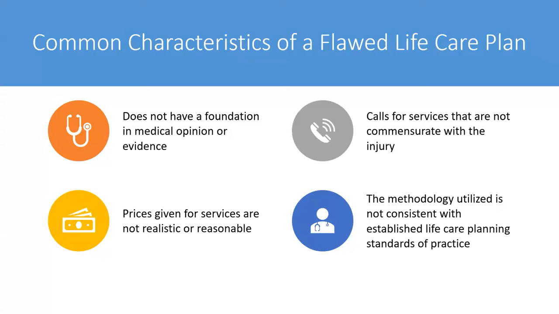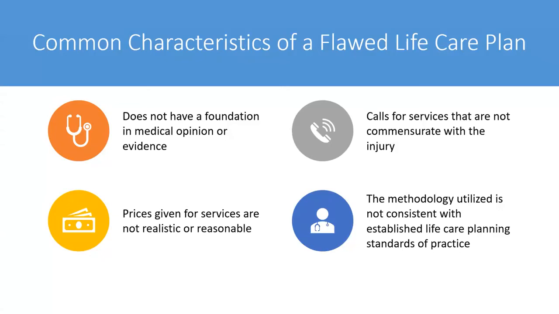Second thing is prices given for services that are not realistic or reasonable. Again, there's a lot of data sources out there that one can tap into. There's several different books that are published with different types of congregate data or aggregate data. There's also different sources like Medicare, Medicaid, those type of things. So there's numerous ways to get prices for services. There's, for example, GoodRx for medications, which is a good resource for finding prices for medications in the local area.